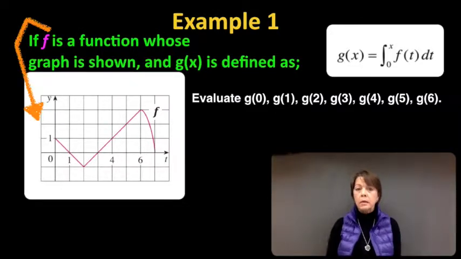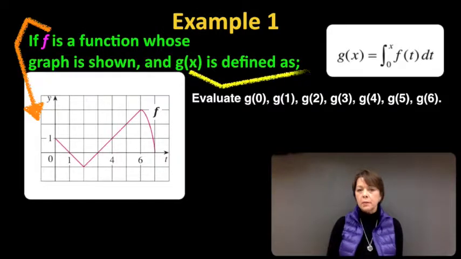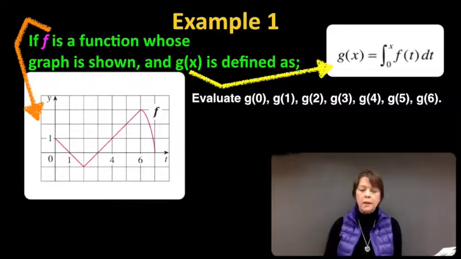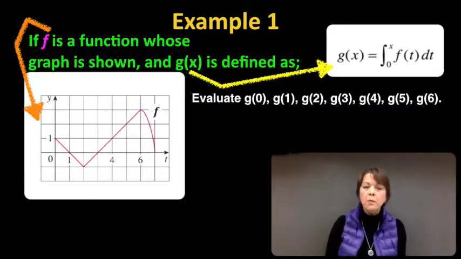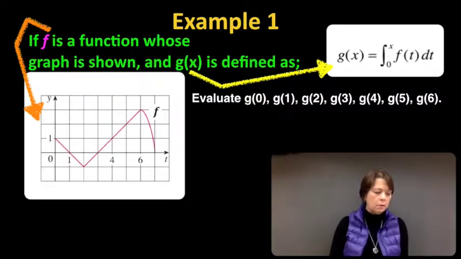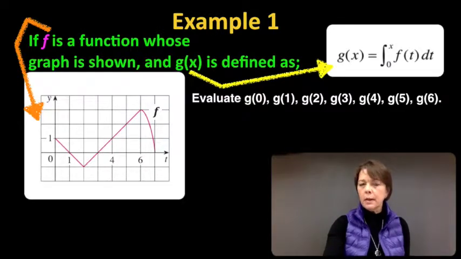So now let's look at another example where f is a function whose graph is shown, and g of x is, of course, the integral from 0 to x of f of t dt. And let's take a look at evaluating g of 0 all the way through to g of 6, g of 1, g of 2, g of 3, all the way up. So first we want to consider g of 0. So let's take a look and see what we get with that.